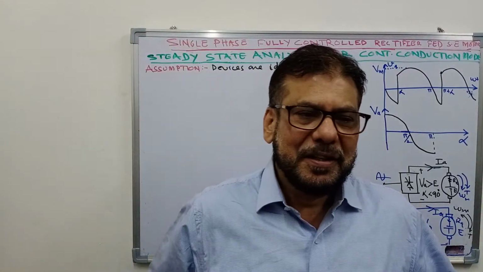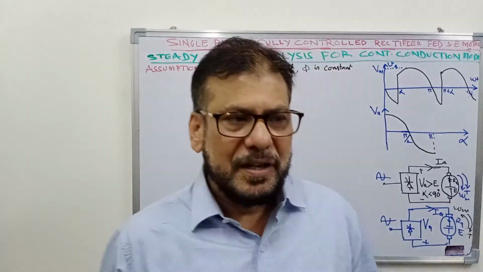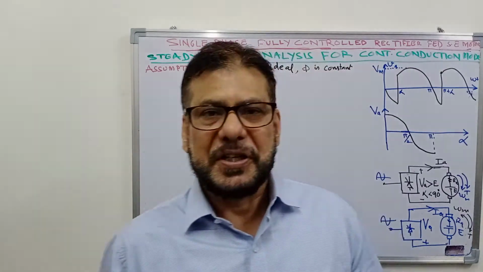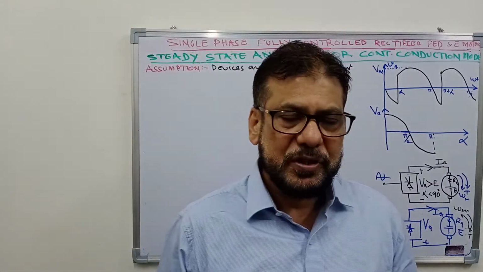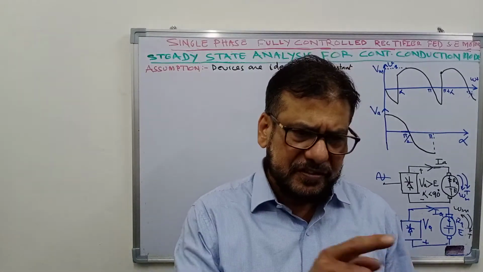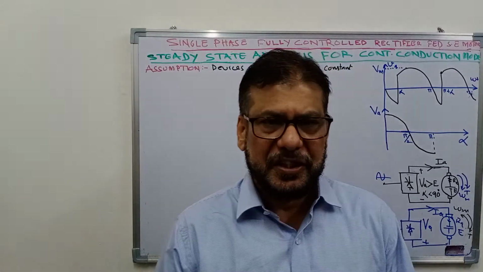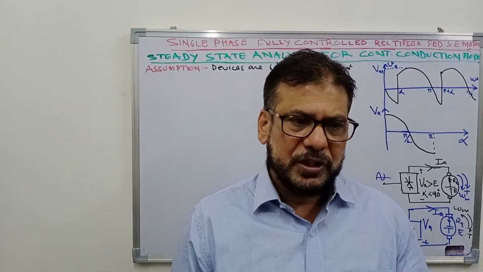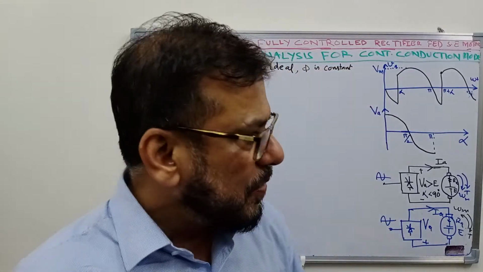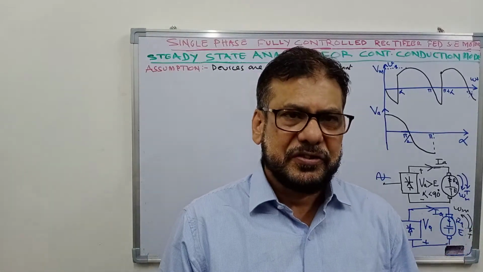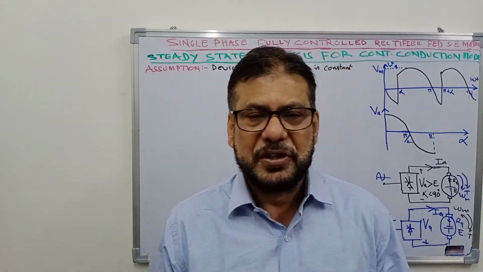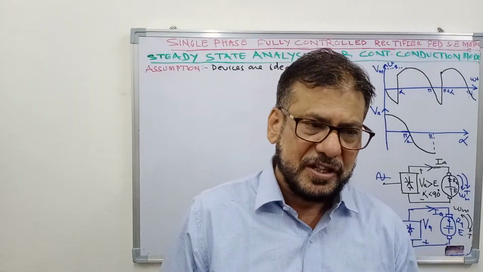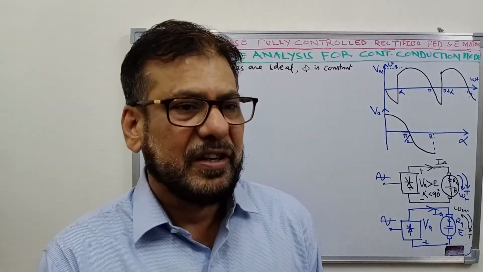Hello students, in my previous lecture I explained the two modes of conduction for rectifier controlled DC motor drive, that is continuous conduction mode and discontinuous conduction mode. We discussed the waveforms in both the cases in detail, and we had seen how the power flows in different parts of the cycle in both the conduction modes. Now, in today's lecture, we shall do the steady state analysis of rectifier controlled DC drive when the conduction mode is continuous. Later, in the next lecture, we shall discuss what happens when the conduction is discontinuous.